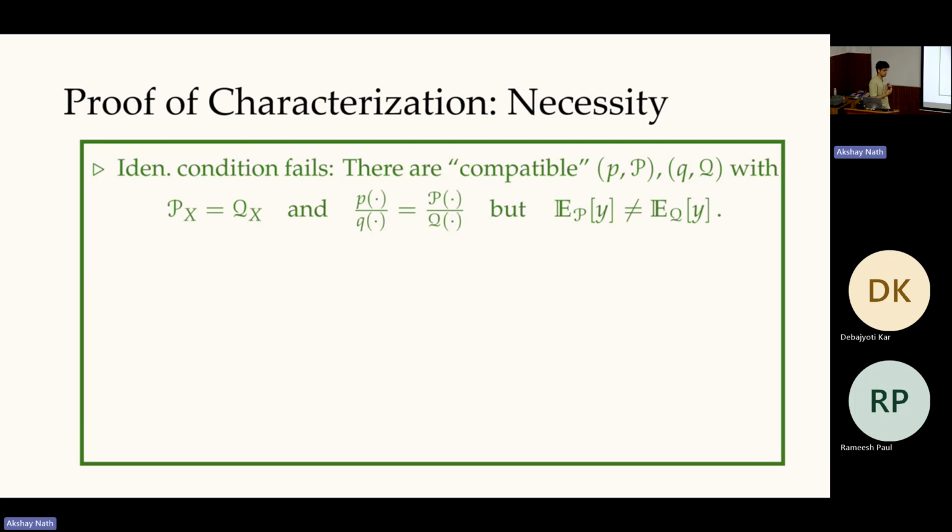This won't be a formal proof. So the first thing is, we do the obvious thing. You want to assume that the identification condition fails, and it failing means the following. There are some tuples P and P, Q and Q, which match in X, same marginal X, same ratios, but the average treatment effects are different.